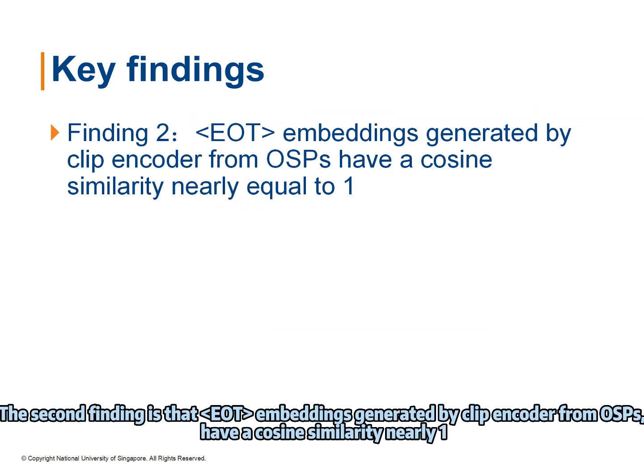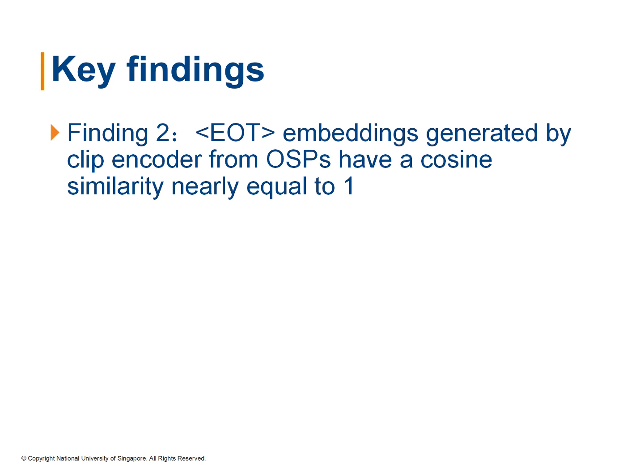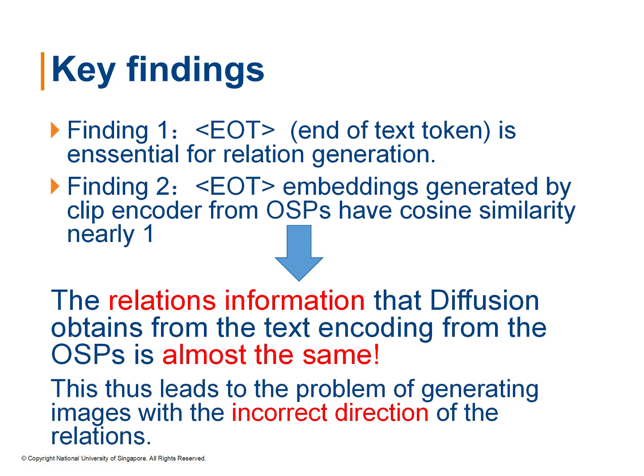The second finding is that EOT embeddings generated by the CLIP encoder from OSPs have a cosine similarity nearly 1. The above findings lead us to a conclusion: the relational information that the diffusion model obtains from the text embeddings of the OSP is almost identical. This problem consequently leads to the problem of generating images with incorrect directions of the relations.